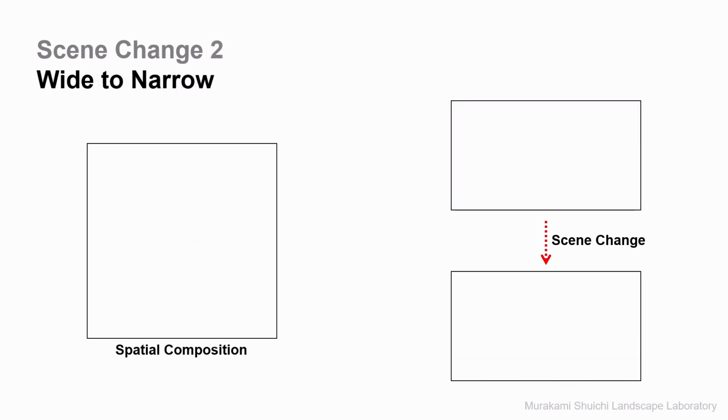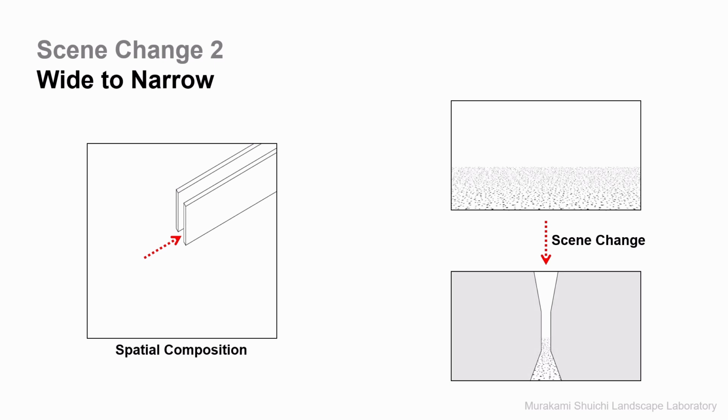Next, let us consider the scene change from wide to narrow. In this spatial composition shown here, this can be understood as a shift from a condition with no elements on either side to one in which the space is enclosed by walls on both sides. One way to create a wide to narrow change is to compose a space in this way and to anticipate the path of movement.